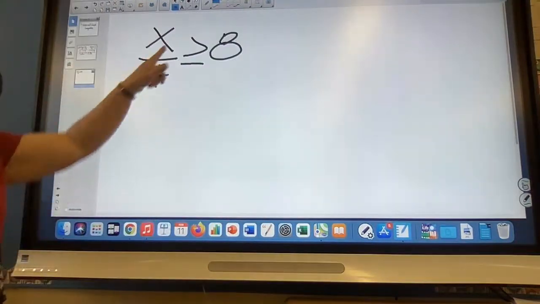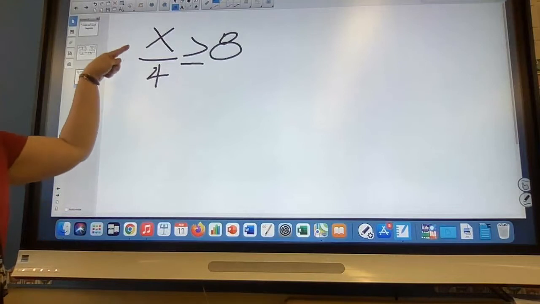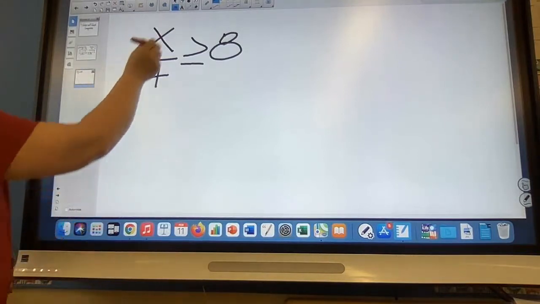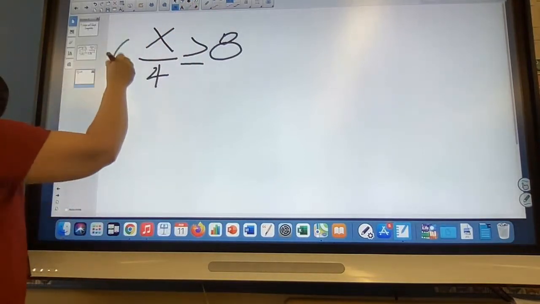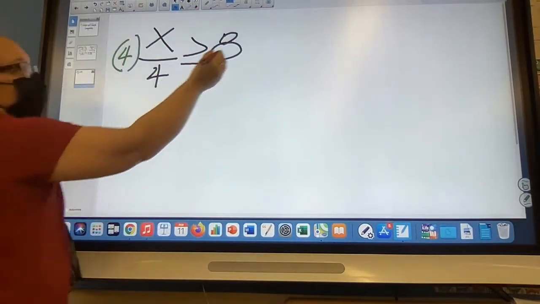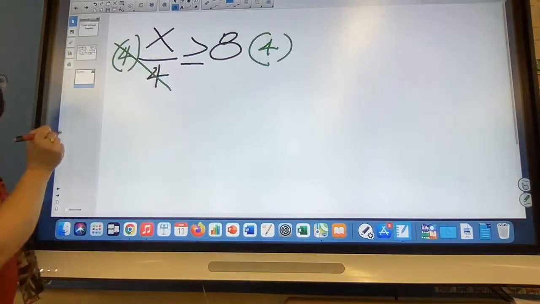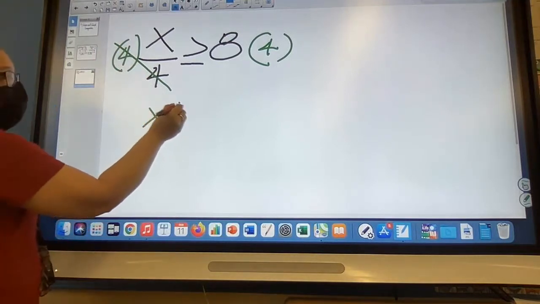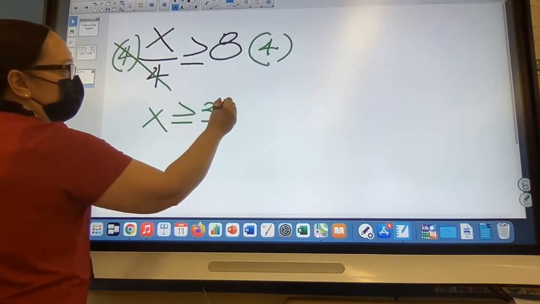Next, x over 4 is greater than or equal to 8. What should we do on both sides? Yes, Amelia. That's already divided out. The opposite of divide. So multiply both sides of the inequality by what? 4. Okay, so you multiply this by 4 and multiply this by 4. So therefore we could cancel that out. So x should be greater than or equal to 32.